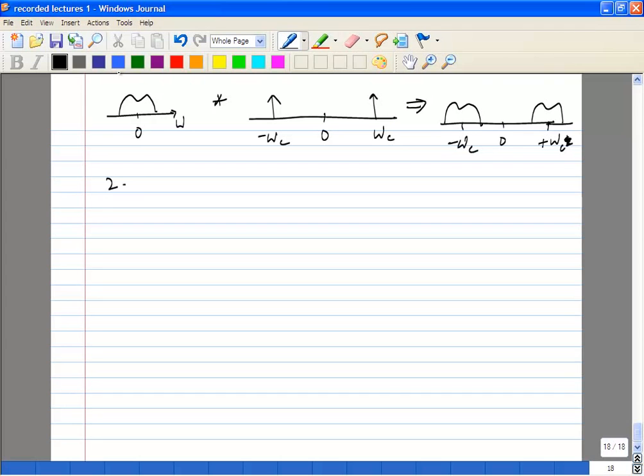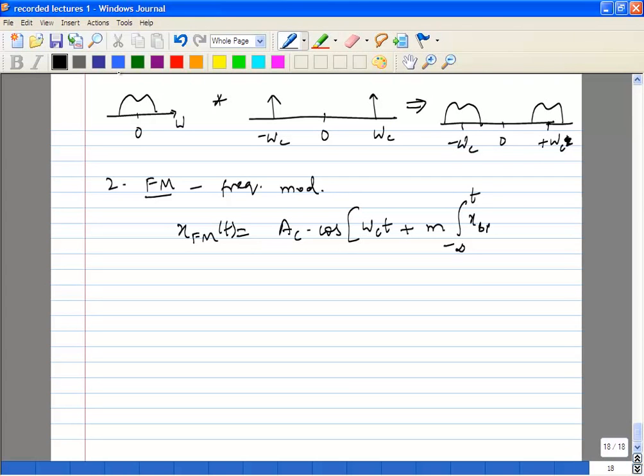Okay, so next we'll look at frequency modulation. Phase modulation can be thought of as very similar to frequency modulation. So the generalized signal x_FM of t is a constant amplitude times cosine of the carrier omega_c t plus m times the integral from minus infinity to t of x baseband of t dt, and m is called the FM modulation index.